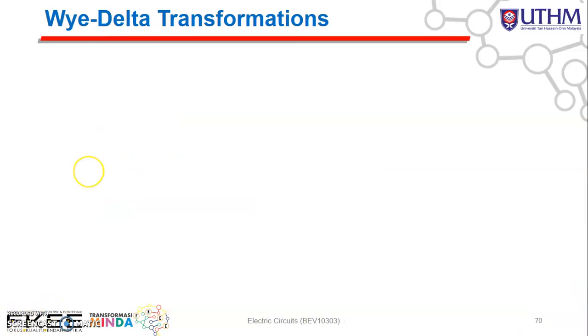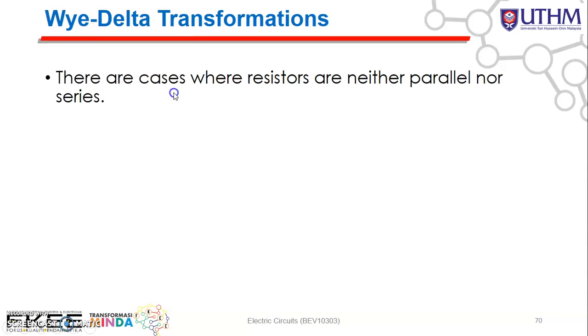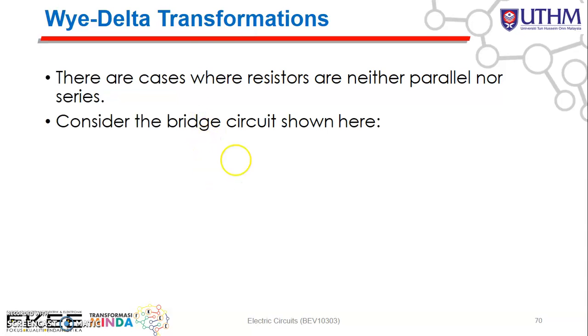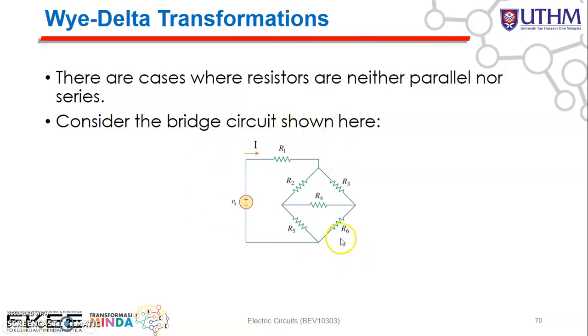Now let's have a look at the introduction to the Wye-Delta transformation and why we really need the transformation. Basically there are cases where the resistors are neither parallel nor series. It means that the resistor is not in parallel and it's not in series. For example, we consider the bridge circuit shown in this figure, where you have a supply Vs connected to R1, and then R1 is connected to this bridge. This circuit we call a bridge circuit. Let's say the question asks you to calculate the value of I.